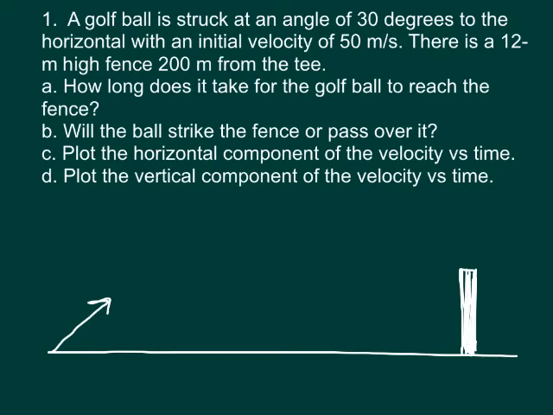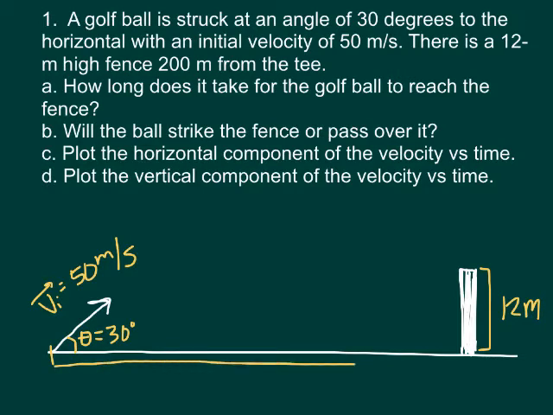So we are given an initial velocity of 50 meters per second. And I know the golf ball's on a tee, but we're assuming that it leaves the ground from the horizontal at an angle of 30 degrees. And we are also told that there is a fence 12 meters high, and that fence happens to be 200 meters away from where we are striking the golf ball.